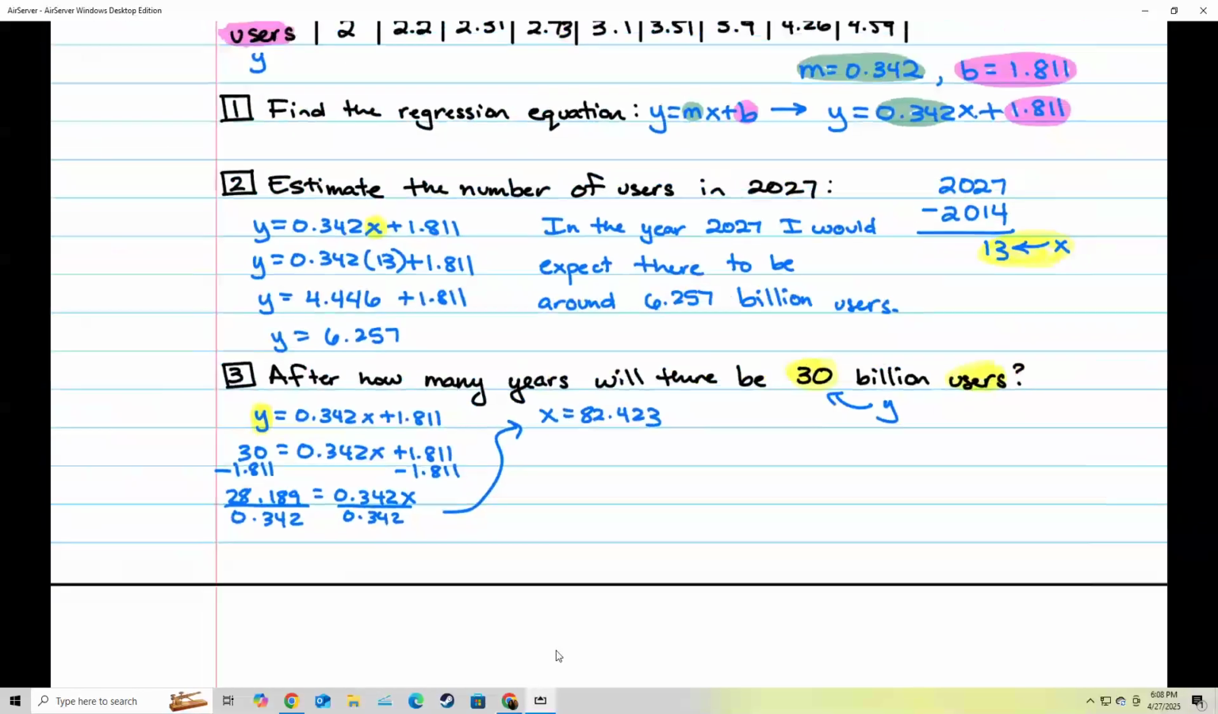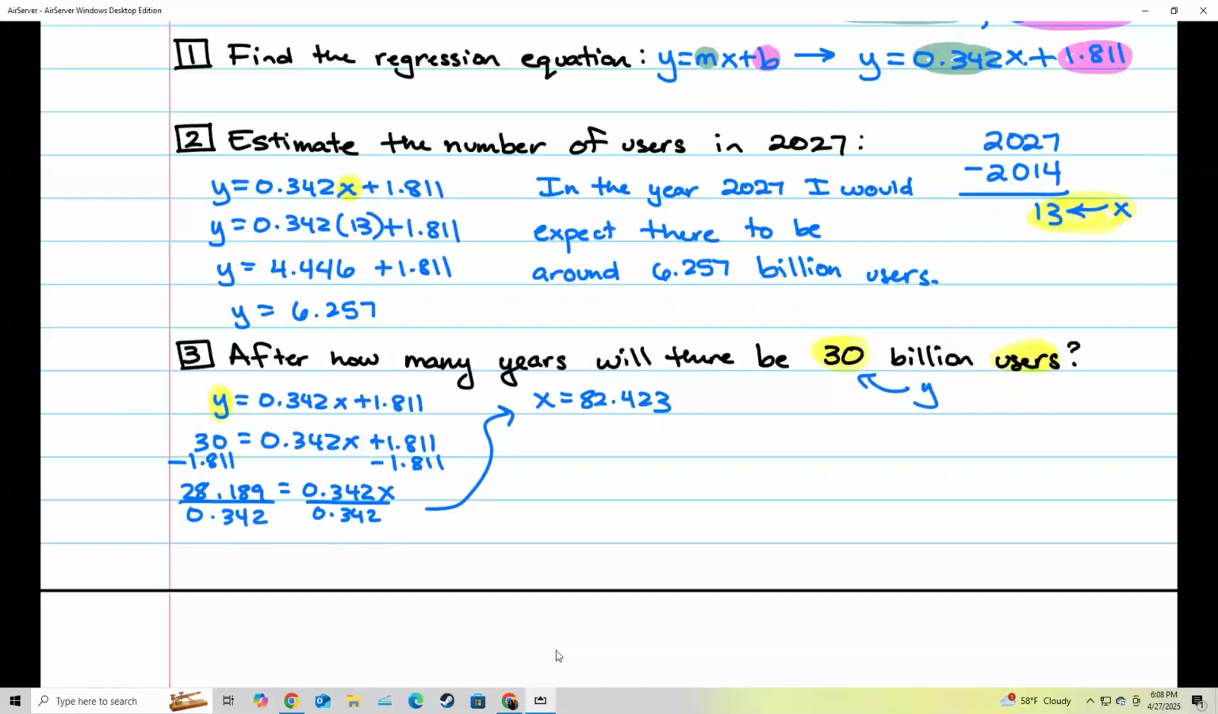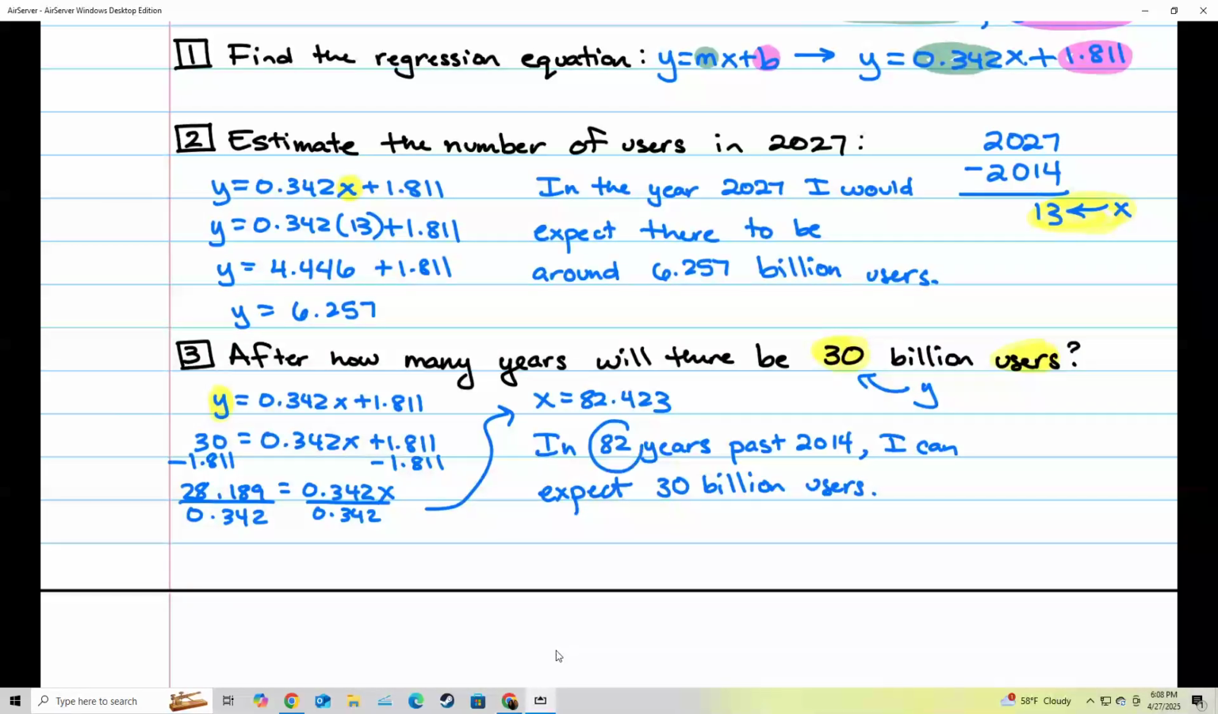Okay, so what is this telling me? Remember, X is the number of years since 2014. So I can write a full sentence like, in 82 years past 2014, I can expect 30 billion users. Now nobody speaks like that, right? Nobody goes, "Oh, in 82 years past 2014." So the answer is 82.4, and this is my answer. Now, if they said what year is that, then we can give the actual year number because I think that's probably more important.